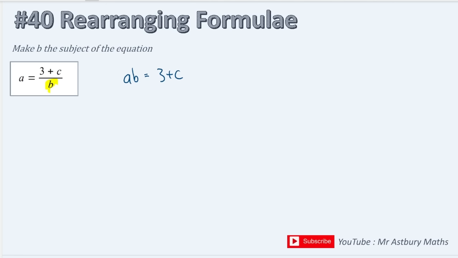And now, I want B on its own, so I'm going to divide by A. Which gives me B is equal to 3 plus C over A. And there we go. That's a fairly straightforward one.